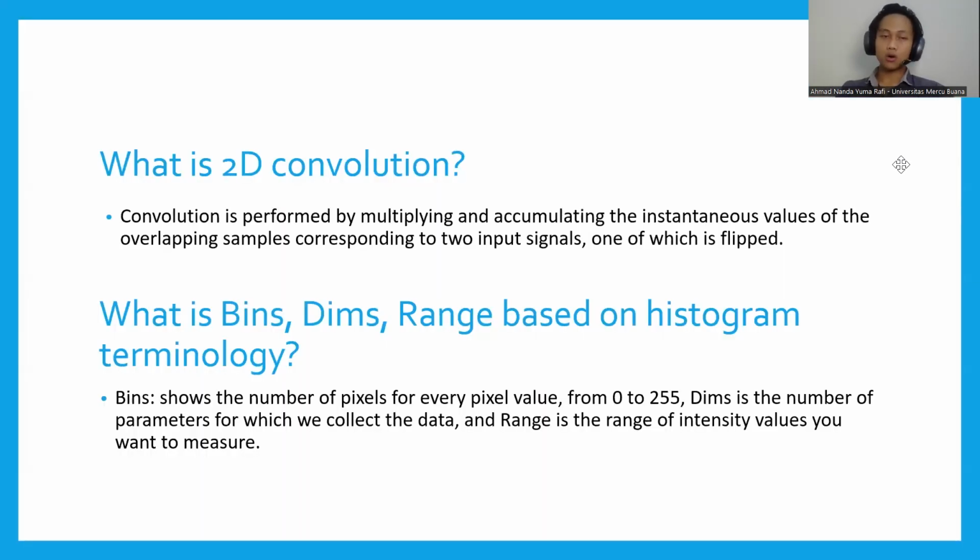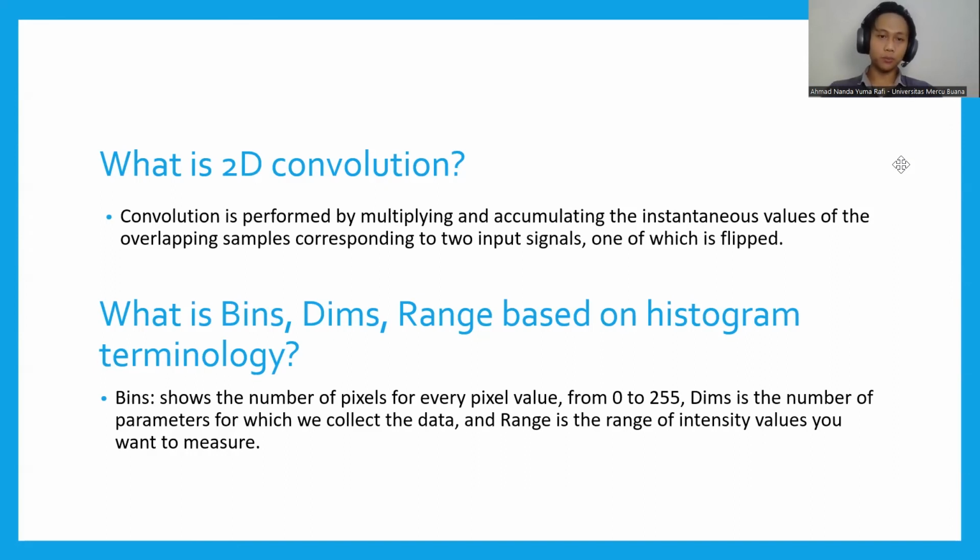And the next is number 4. The question is, what is 2D convolution? Convolution is performed by multiplying and accumulating the instantaneous values of the overlapping samples corresponding to two input signals, one of which is flipped. And that's for the 2D convolution.